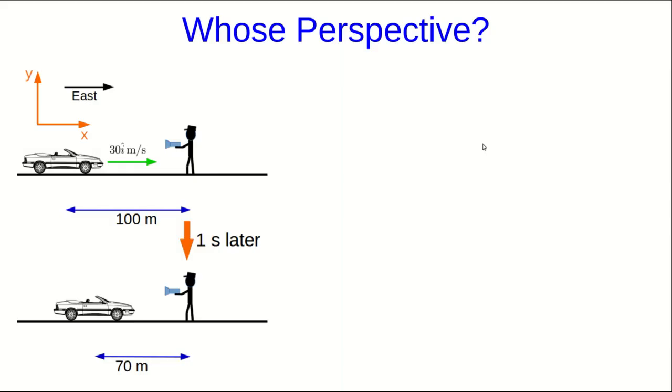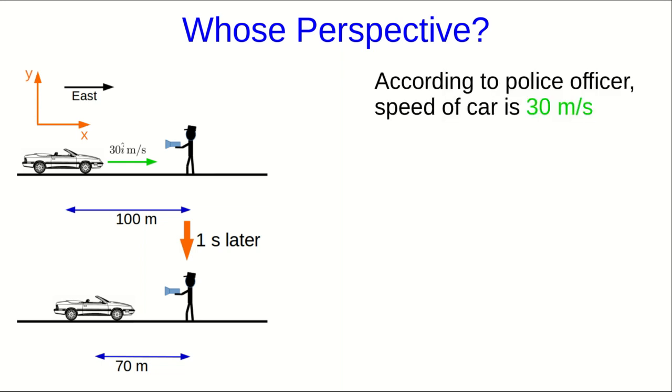Let's finish up by talking about perspective. Suppose a car is driving along at 30 meters per second, and it's 100 meters away from a police officer who's using a radar gun to measure its speed. The radar gun just measures the distance at different times, and then does a simple distance traveled by time calculation to arrive at a speed. So, in 1 second, the car goes from 100 meters away to 70 meters away, and I think you'll agree that according to the police officer, the speed of the car is 30 meters per second.